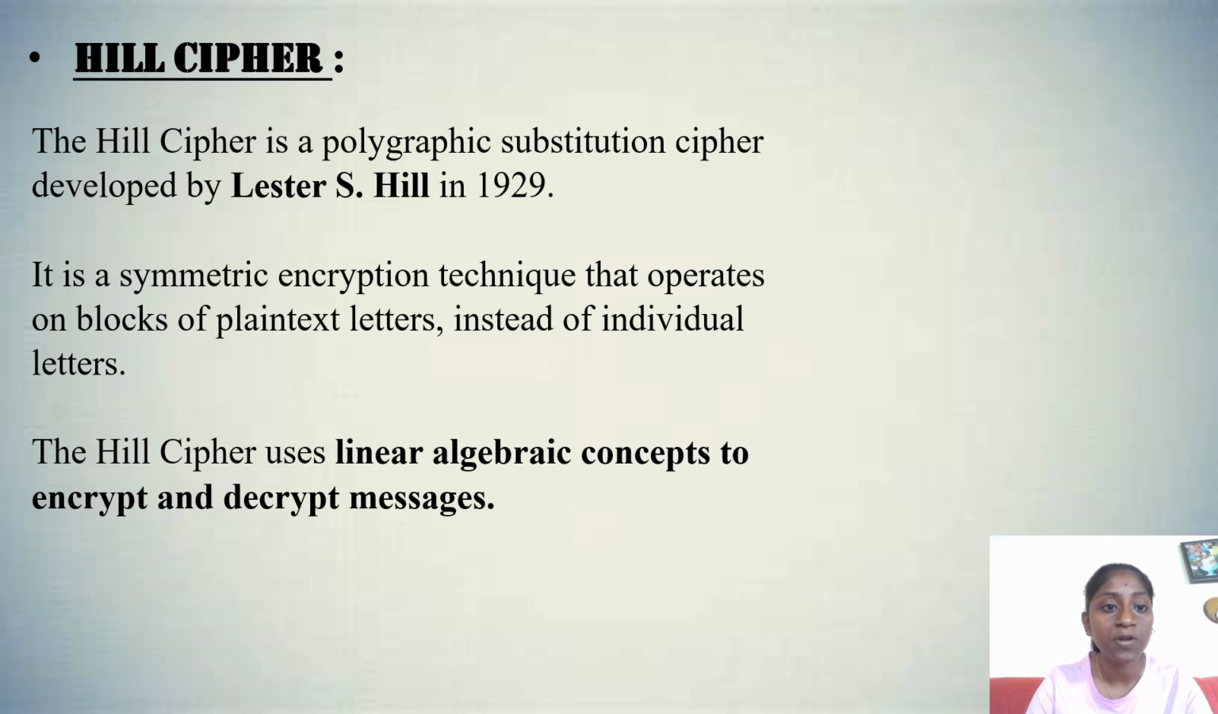Next comes a concept called Hill cipher. The Hill cipher is a polygraphic substitution cipher which was developed by Lester S. Hill in the year 1929. It is a symmetric encryption technique that operates on blocks of plain text letters instead of individual letters. The Hill cipher uses linear algebraic concepts to encrypt and decrypt the messages.